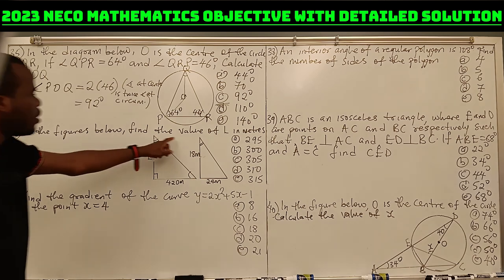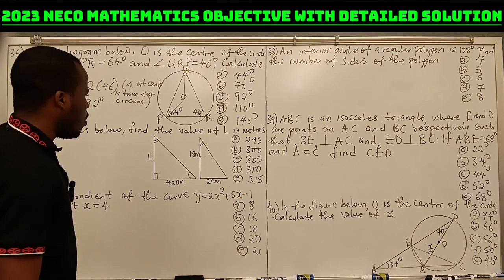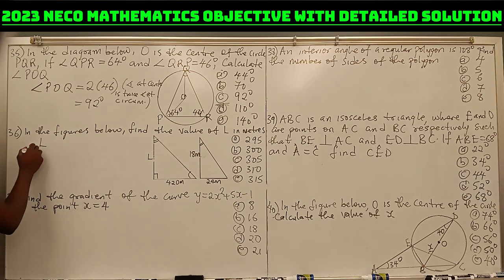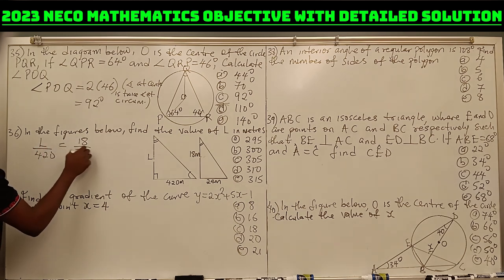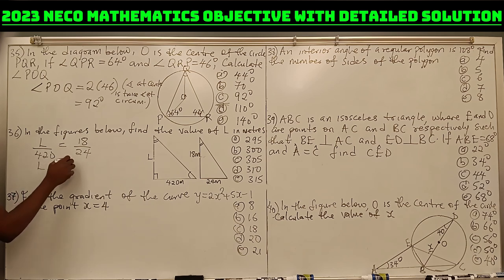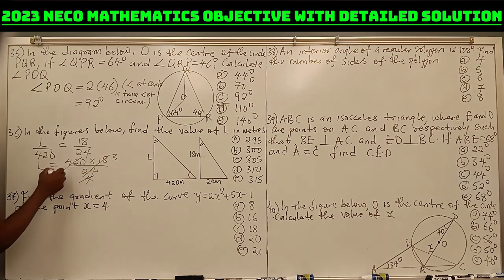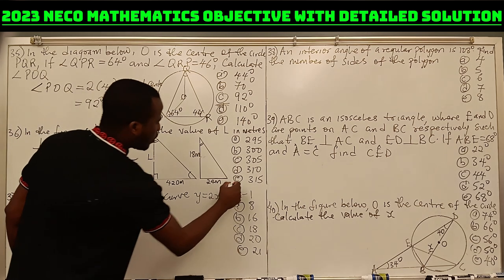In the figures below, find the value of L in meters. For us to find the value of L, this is similar triangles. And by similar triangles, it means L over 420 has to be equal to 18 over 24. L has to be equal to 420 times 18 over 24. 6 here is 3, 6 here is 4. 4 into 420 is 105. And 105 times 3 is 315. So that is E.